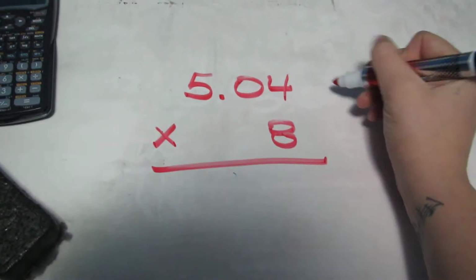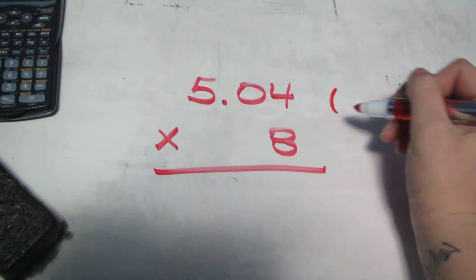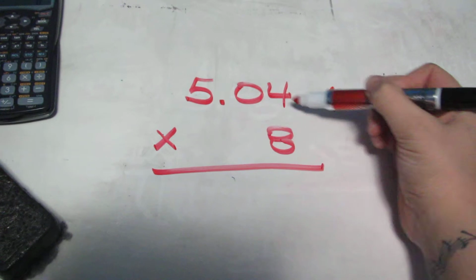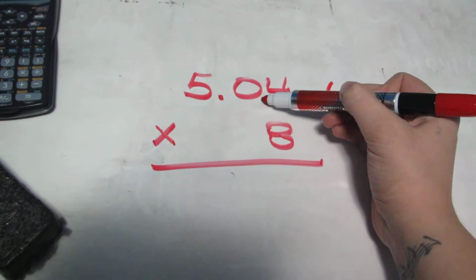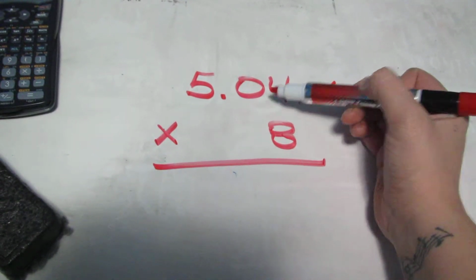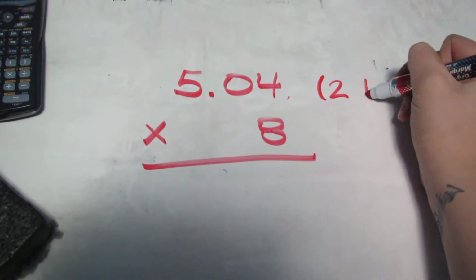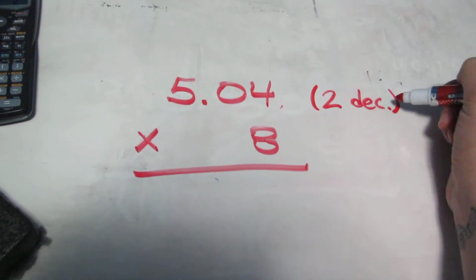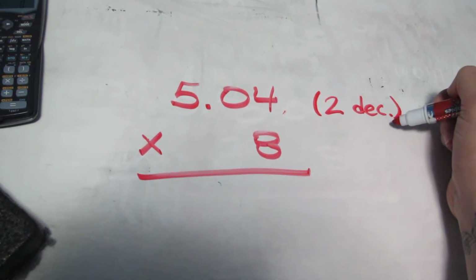So let's do that on the side. Before I do anything, I want to note how many decimal places I have first. Well, I have 1, 2. 2 decimal places. I'm going to put 2 DEC. That's just a reminder, 2 decimals.